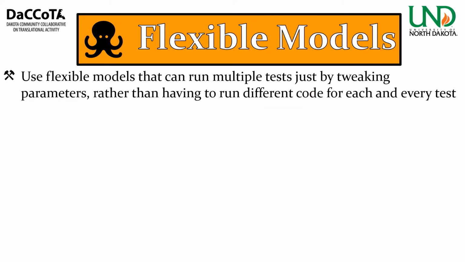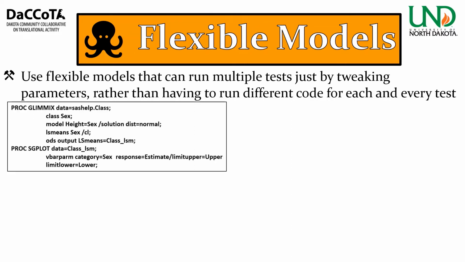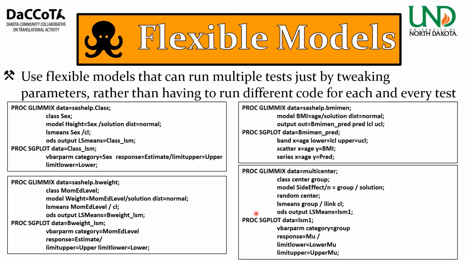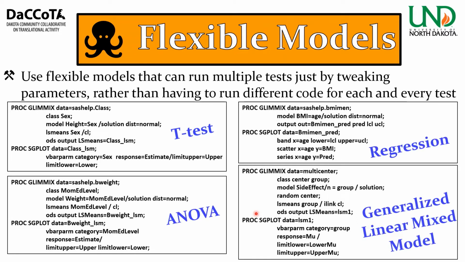But if we turn to SAS, it gets even better. This was the object of one of my early talks, generalized linear mixed models for everything. So in SAS, you can use PROC GLIMMIX. You can use the same procedure to run all sorts of different things, even above and beyond the LM in R. So just with this code, I ran a t-test, an ANOVA, a regression, and even a generalized linear mixed model. So having flexible models really cuts down on the complexity of your tasks, especially when you're busy.